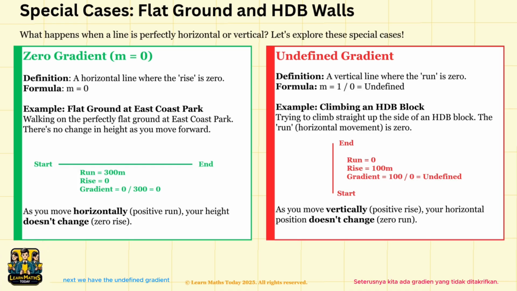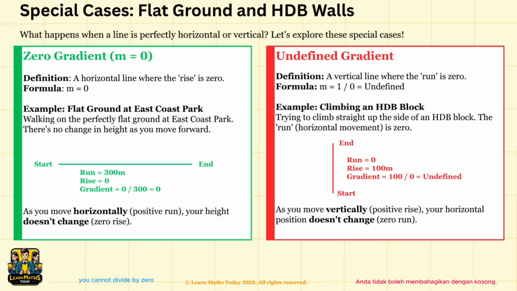Next, we have the undefined gradient. This is a bit trickier but equally logical. This occurs with any perfectly vertical line. In this scenario, your run is 0 because you're moving straight up or down without any horizontal movement. Imagine, if you could, trying to climb straight up the side of a building. You're gaining a lot of rise, maybe 100 meters, but your horizontal movement, your run, is 0.